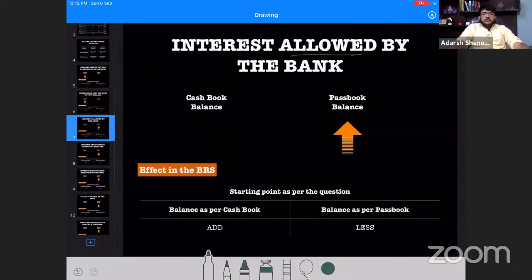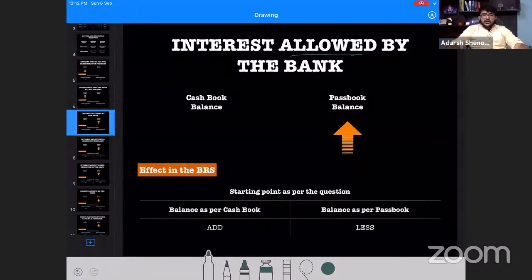What about this, sir? Interest allowed by the bank. Is this an error? Yes, sir, this is an error. Should you have recorded interest allowed by the bank? Yes, sir, you should have recorded this. Is this income or expense for you? This is our income. What is the journal entry we should have passed for this? Bank account debit to interest account.